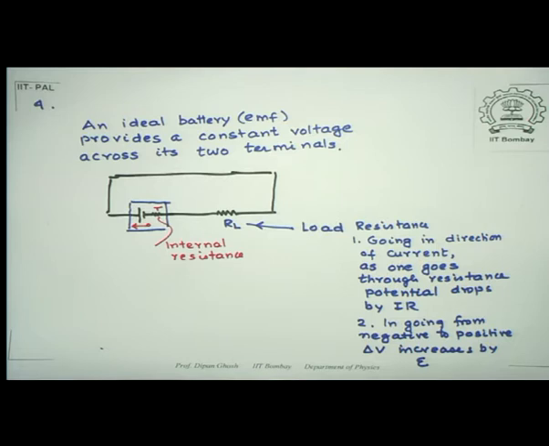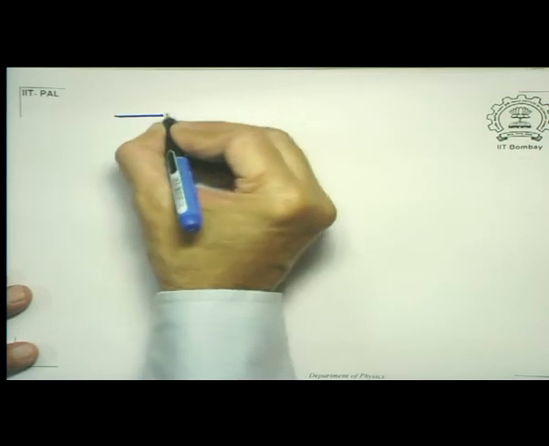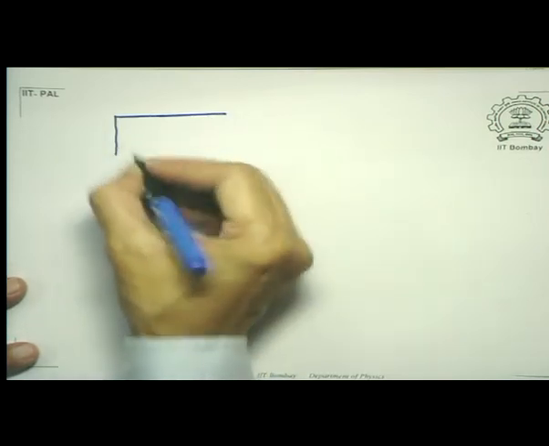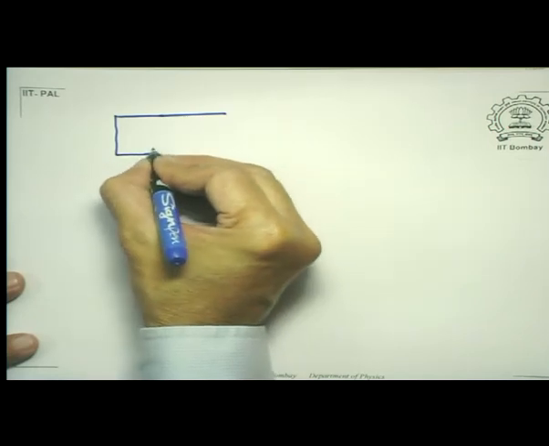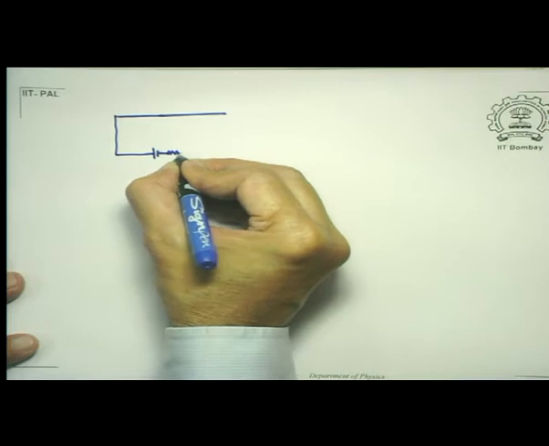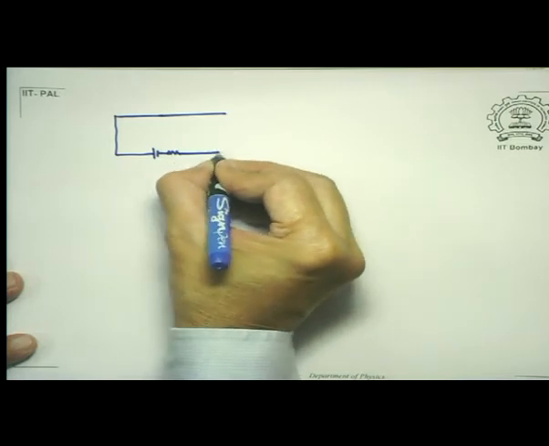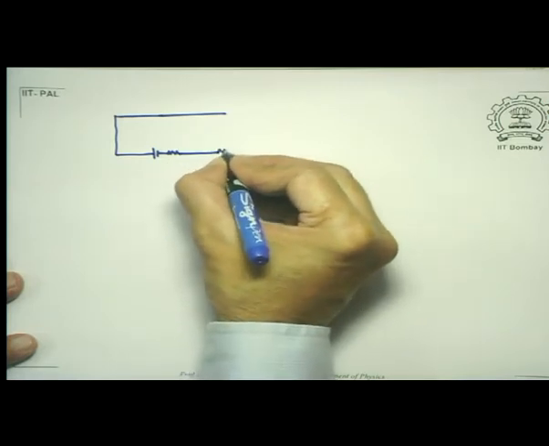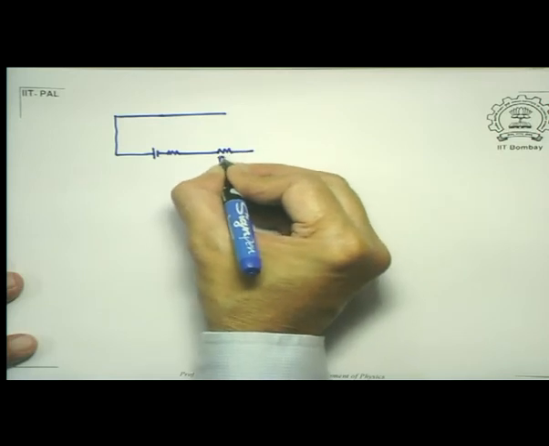Okay, with that idea, let us try to see how the potential varies in this case. Let us look at the following circuit. So, I have a battery here, and this represents its internal resistance, and a load resistance which I will write as RL.